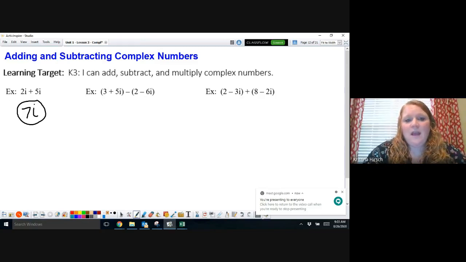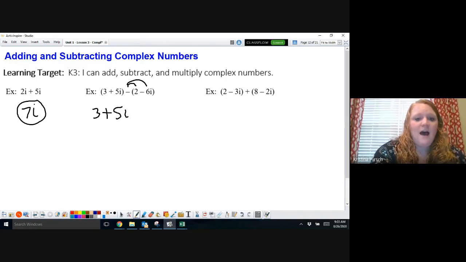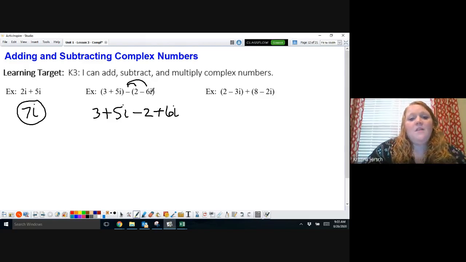For the second example, we have a subtraction problem. So with subtraction, you're going to have to know to distribute your negative. All right, so we keep the first part, which is 3 plus 5i, but when we distribute the negative, we end up with a minus 2 and a positive 6i. And that's because when you distribute that, a negative times 2 is negative 2, and a negative times a negative makes that a positive. So it may actually be more helpful to almost put a little 1 right here, because then it's like negative 1 times 2, negative 1 times negative 6, and so on.